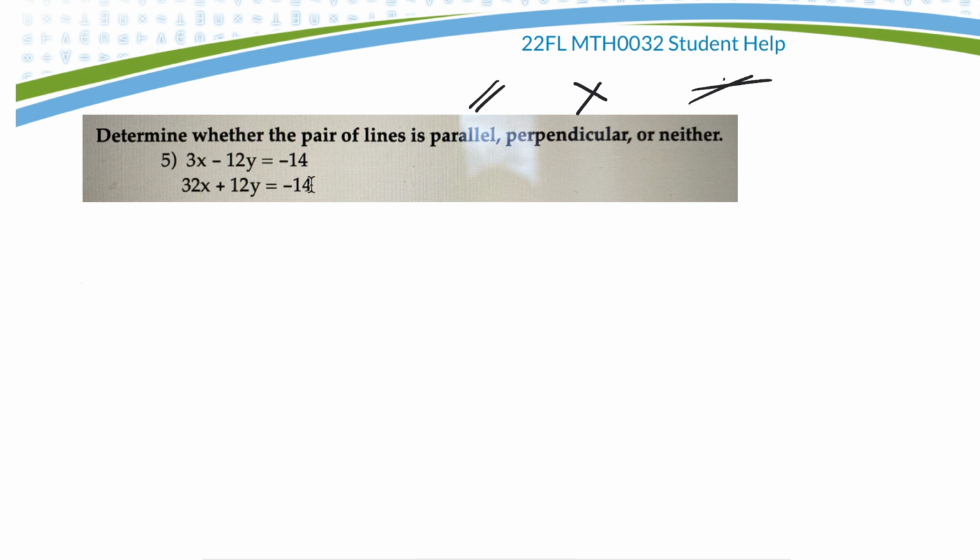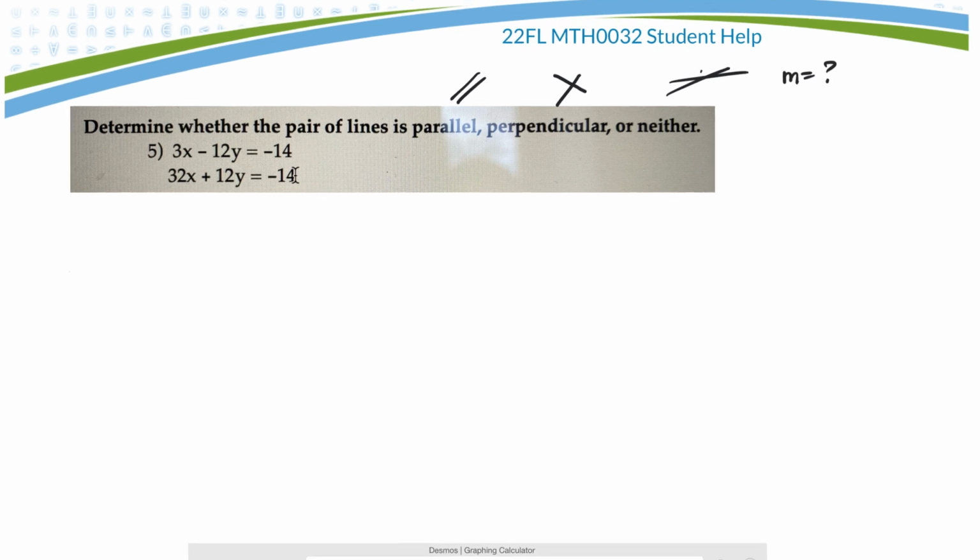To determine that, you want to figure out what their slopes are. For parallel lines, the slope of the first one and the slope of the second would be the same. For perpendicular, their slopes are negative reciprocals of each other. Another way of saying that is that slope 1 times slope 2 comes out to negative 1.